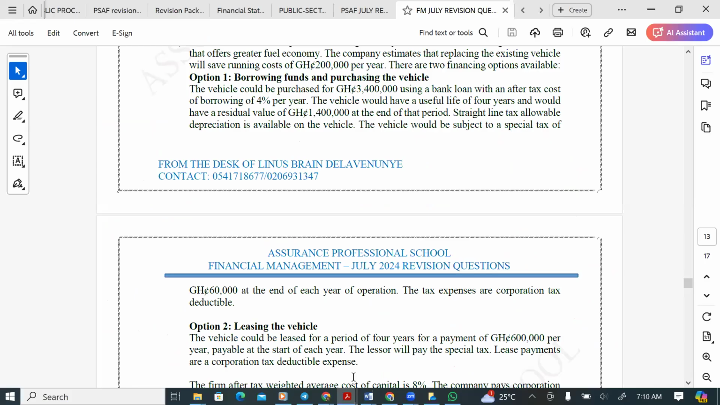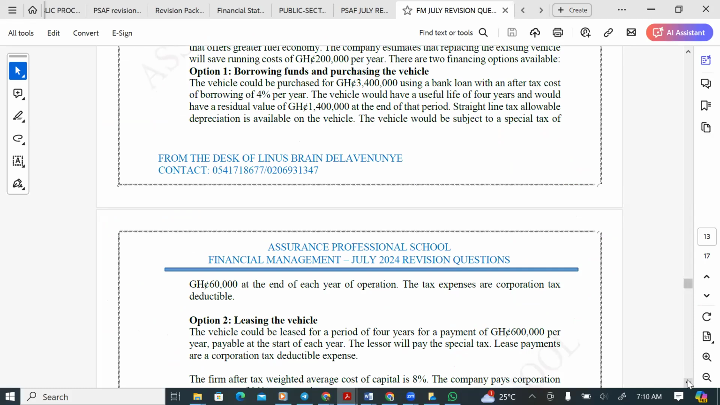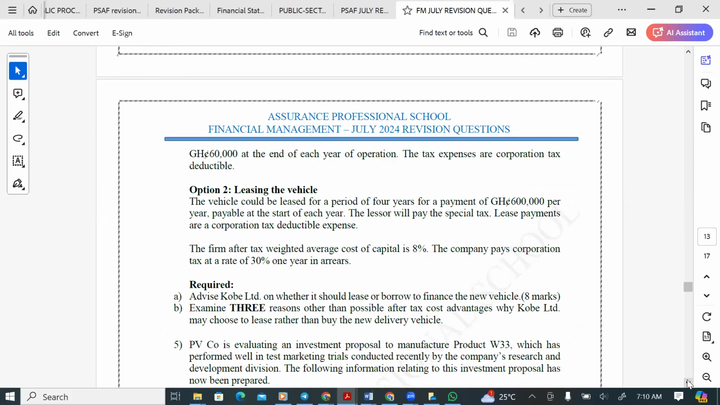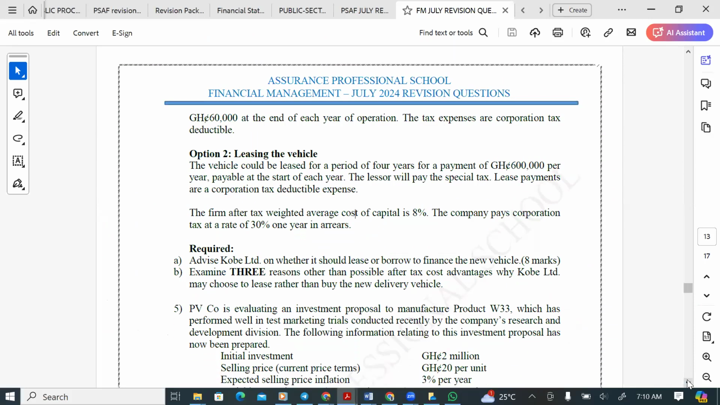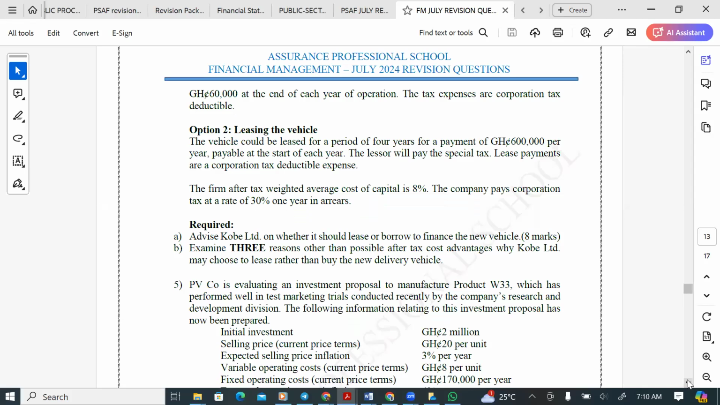So the company should lease, because the cost of leasing is lower than the cost of buying outright. Apart from the after-tax cost benefit, why would a company choose to use leasing rather than buying?